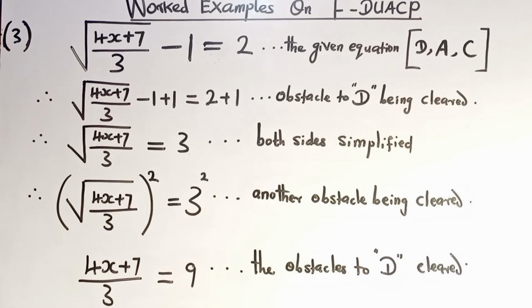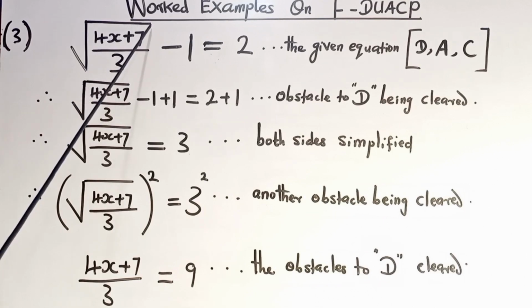Now let's see another example. Let's see another example, example number 3 on application of f-duap. This is number 3 in the examples which we seek to use to exemplify the use of f-duap. In this example, we'll see that sometimes an obstacle has to be cleared before it is applied. Look at the question here.